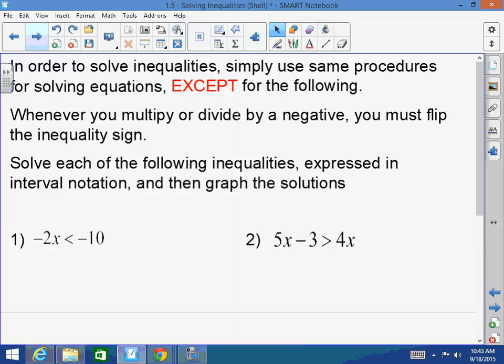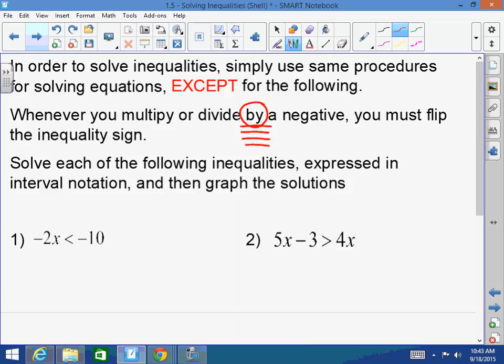Whenever you multiply or divide by a negative, not to a negative, but whenever you multiply or divide by a negative, you must flip the inequality signs. You must flip the inequality signs.